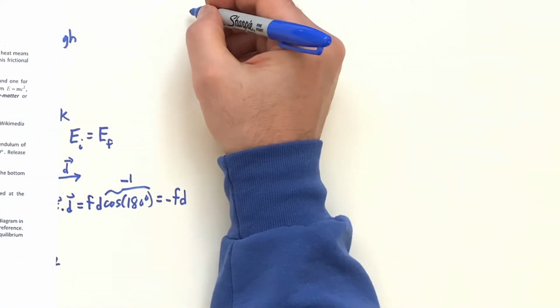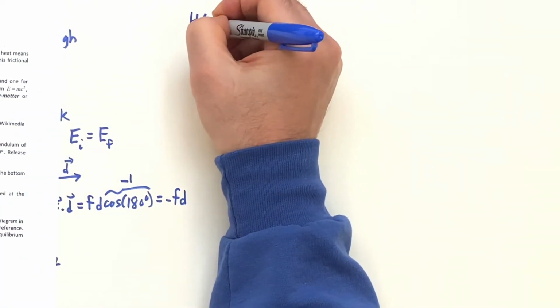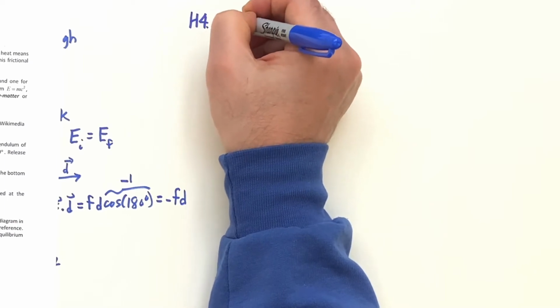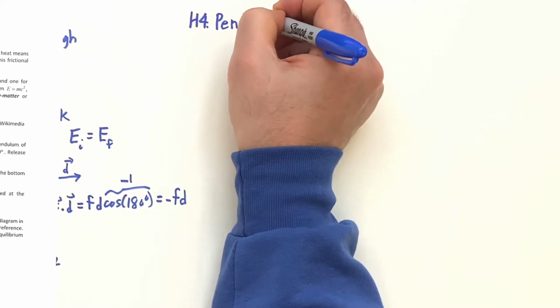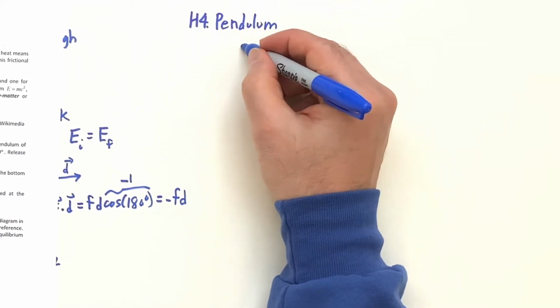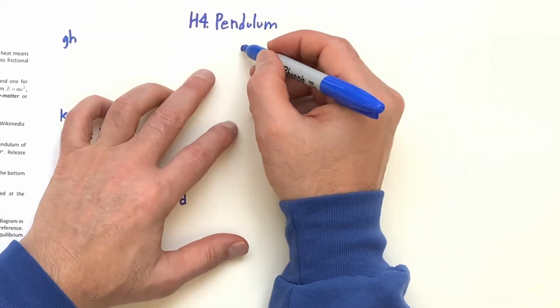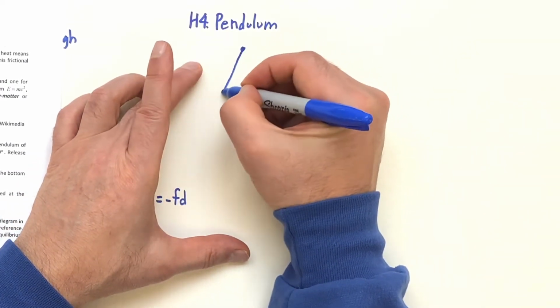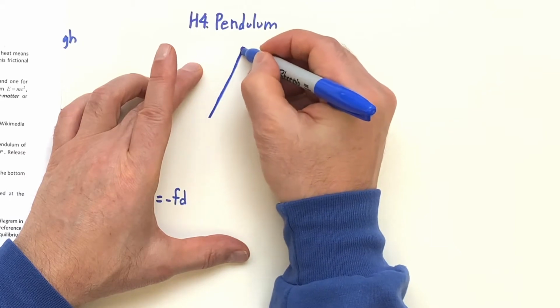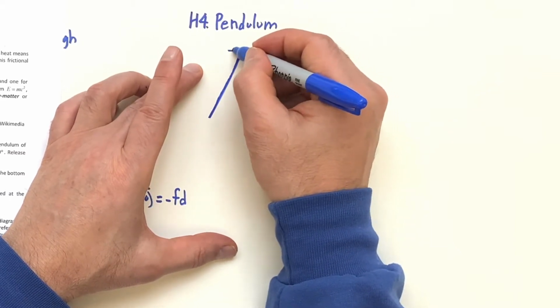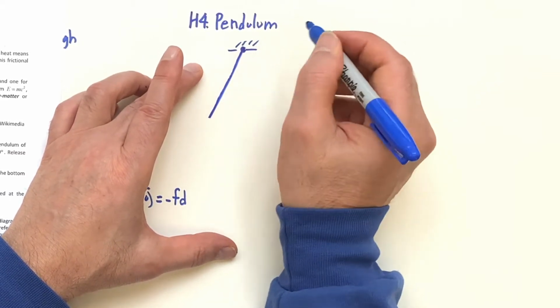Well, it's time for a problem. H4. Let's do a pendulum problem. And let's say we have no friction. So this swings freely from this point up here. And if you want, you could attach it to the ceiling there.